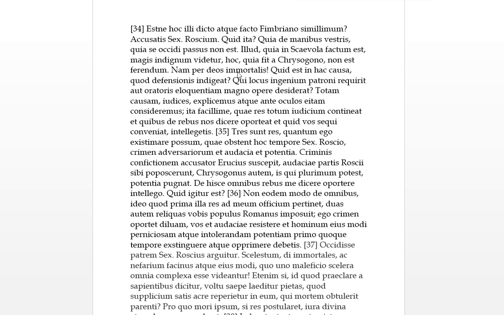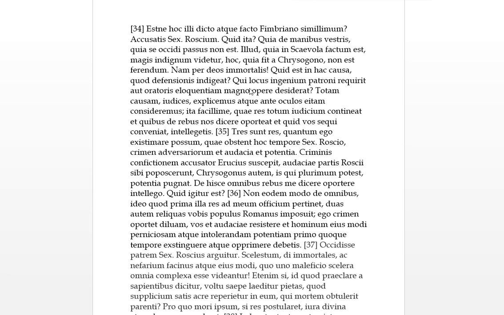Nam, for, per deos immortales, that's a very short sentence. This means by the immortal gods. And this nam doesn't really do much. Quid est in hac causa? What is there in this case? Actually, we might take that nam. For what is there in this case? Quod, which, indigeat, it's the second conjugation, subjunctive, and defensionis is a genitive. So this is what is there in this case, which is lacking in it. Indigeat actually means you haven't got it. So you haven't got a defense.